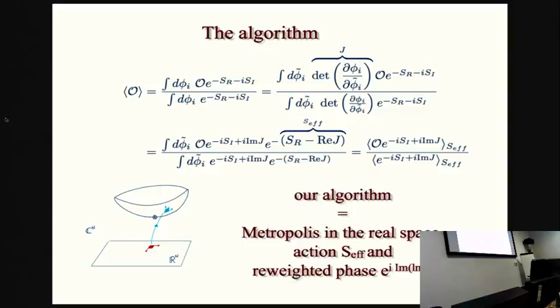So my algorithm is going to be this. It's just a simple Metropolis right here on the real plane, except the role of the action is played by the real part on the faraway point, including the real part of the Jacobian.